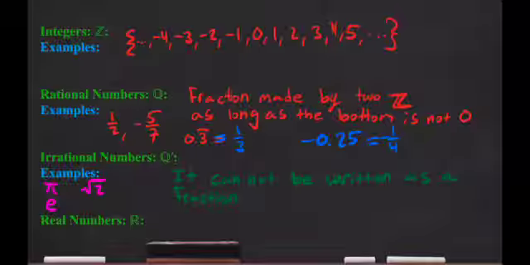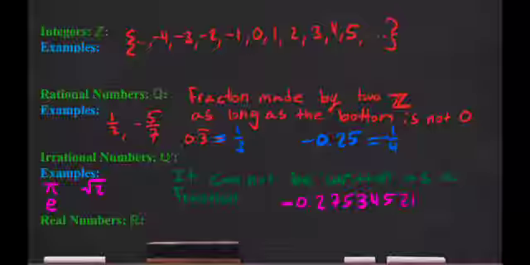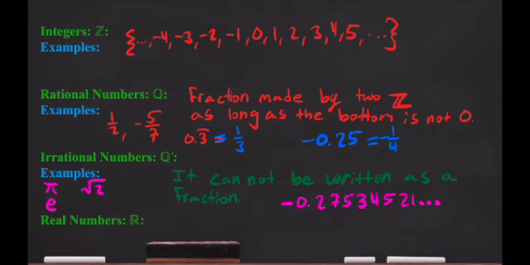Let me give you an actual example of a decimal that does not ever repeat. We could have negative 0.275345221, and that can go on forever. Remember, the 3 dots mean that it goes on forever. 3 dots also means that it does not necessarily follow a pattern.